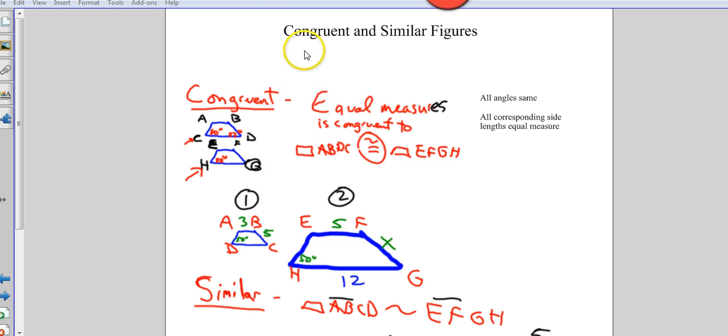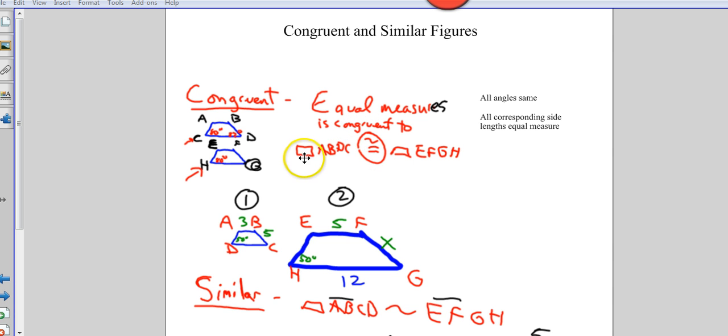Today we are talking about congruent and similar figures, and how we're going to use that in our chapter dealing with proportions. Congruent means same measure. Congruent figures have equal measures: all the angles, all the sides, everything is exactly equal. All the corresponding angles are the same, and all the corresponding side lengths are equal measure. And we'll see this sign here.